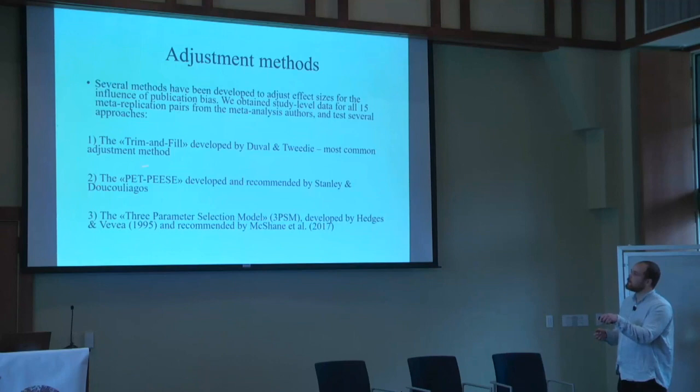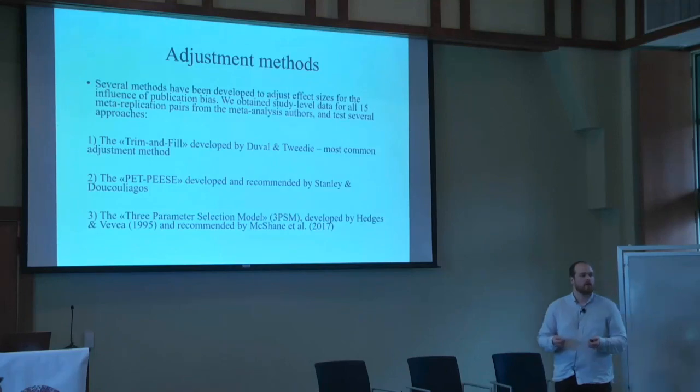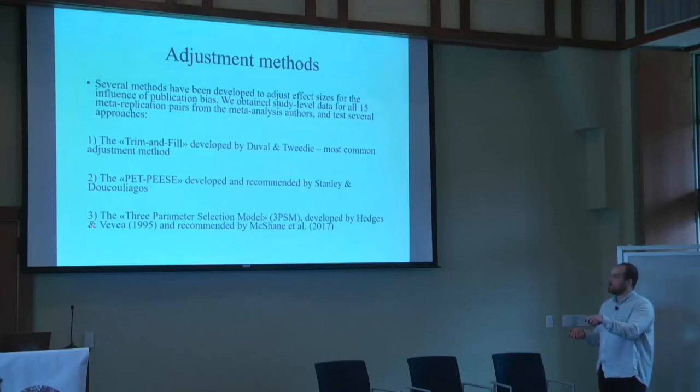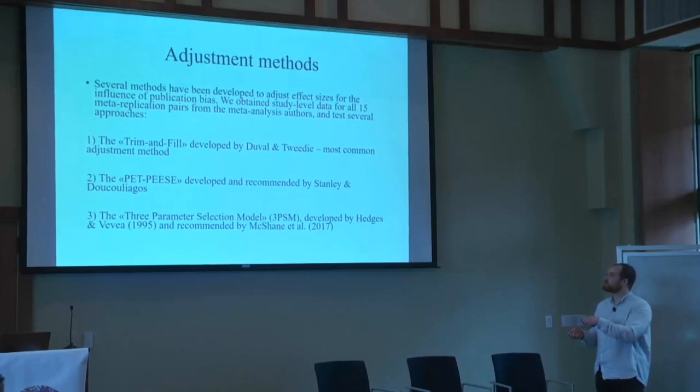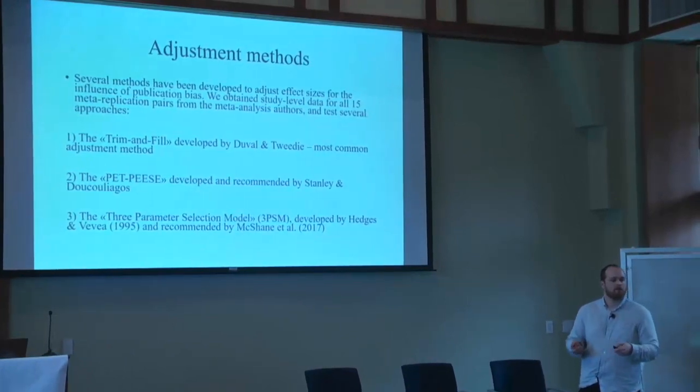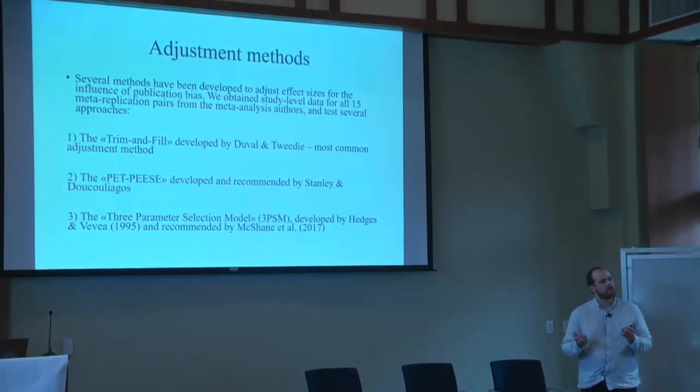The second is the BITSS, which has been developed and recommended by Stanley and Doucouliagos, which is a regression-based test which runs a regression of the estimate on the standard error and a constant term, and takes the constant term as the adjusted meta-analytic average. And finally, we test the 3-parameter selection model, a more sophisticated selection model proposed by Hedges and Vevea, and also recently recommended in a review article and shown in several simulation studies to have quite good performance.